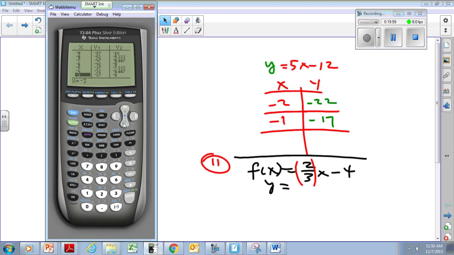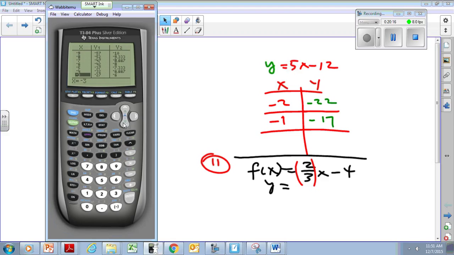only one answer. The reason they have y1 and y2 is because both equations are still available. What if I only want my second equation available? There are two ways to do it. I could delete my first equation, or I could just tell it, don't show my first equation. How do I do that?